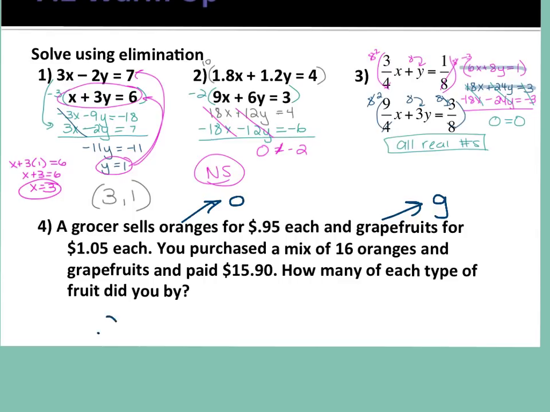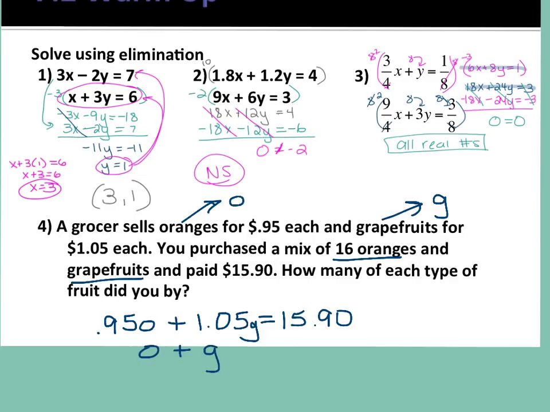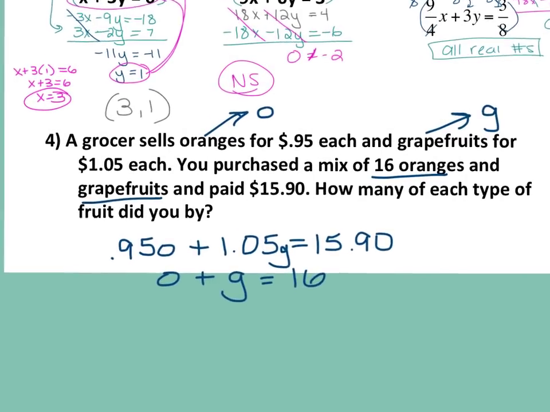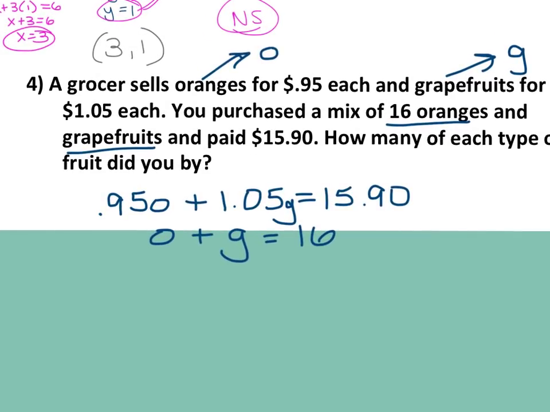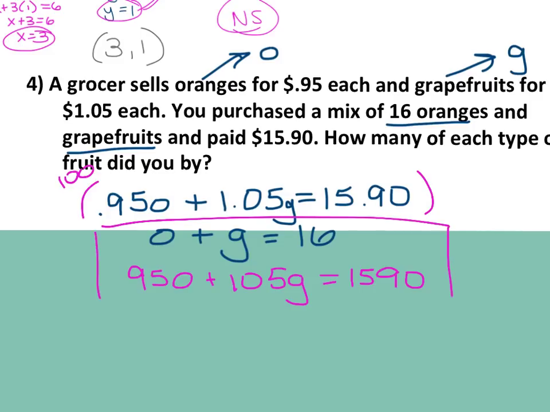So if each orange is 0.95 and each grapefruit is 1.05 and the total amount spent is $15.90, then I can set up my first equation like that. And then if you purchase a mix of 16 oranges and grapefruits, that means O plus G is equal to 16. Now if you want to, you can get rid of your decimals by multiplying everything by 100 here, and I'd get 95O plus 105G equals 1590, and I'm dealing with these two equations.